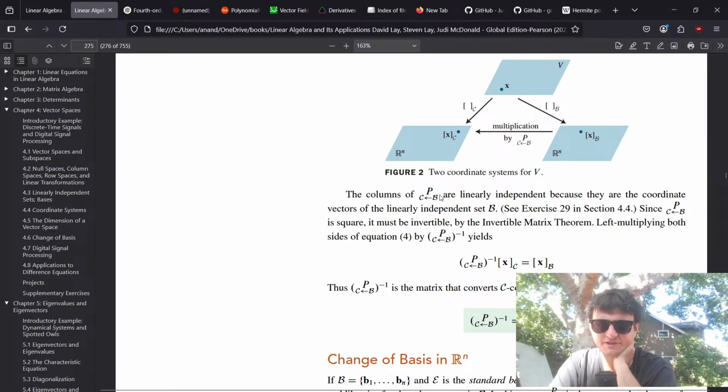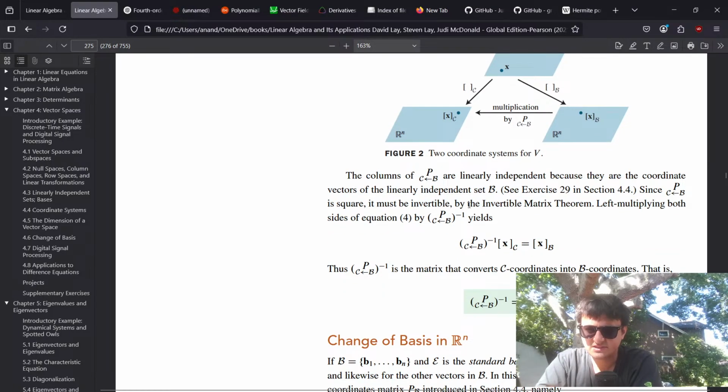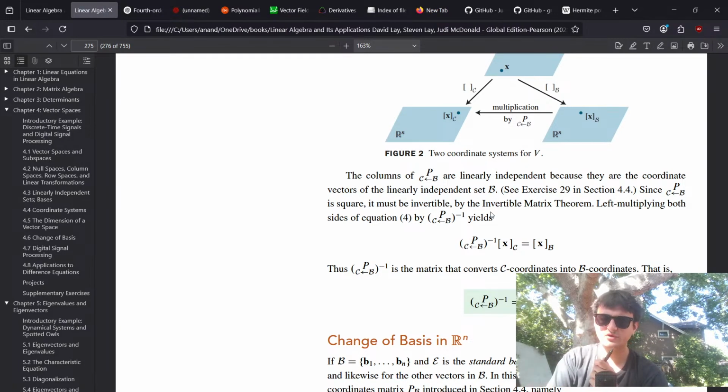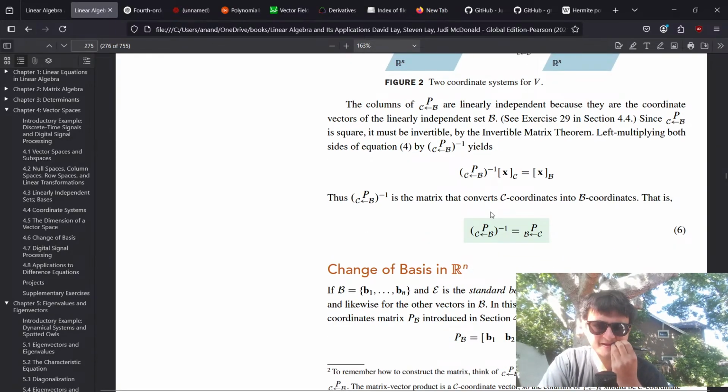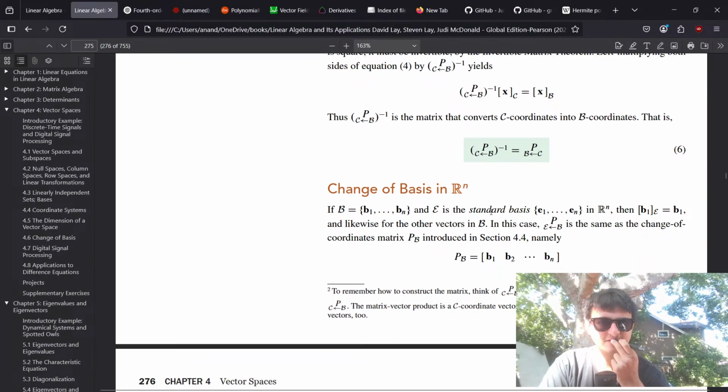The columns of P are linearly independent because they are coordinate vectors of the linearly independent set B. Since P is square, it must be invertible by the invertible matrix theorem. Left multiplying both sides of the equation by P inverse yields the change of coordinates matrix from C to B. So that takes a vector written in terms of C's basis and gives you back something written in terms of B's basis.